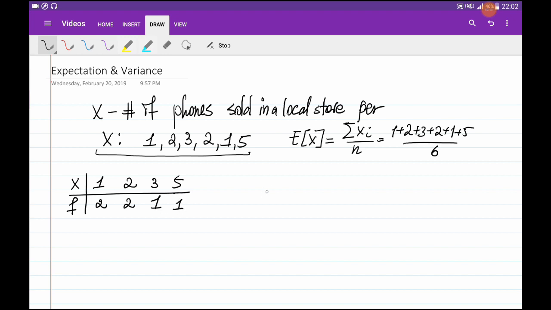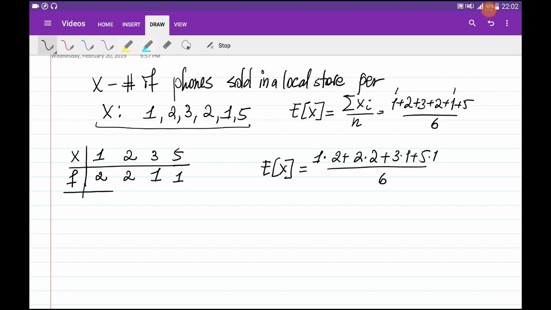So at the same time we can calculate the expectation by multiplying the output by its frequency and summing them and dividing by the 6. So you can see that both results are the same. So basically here, instead of just summing these 2 ones, I just decided to multiply the 2 by the one.